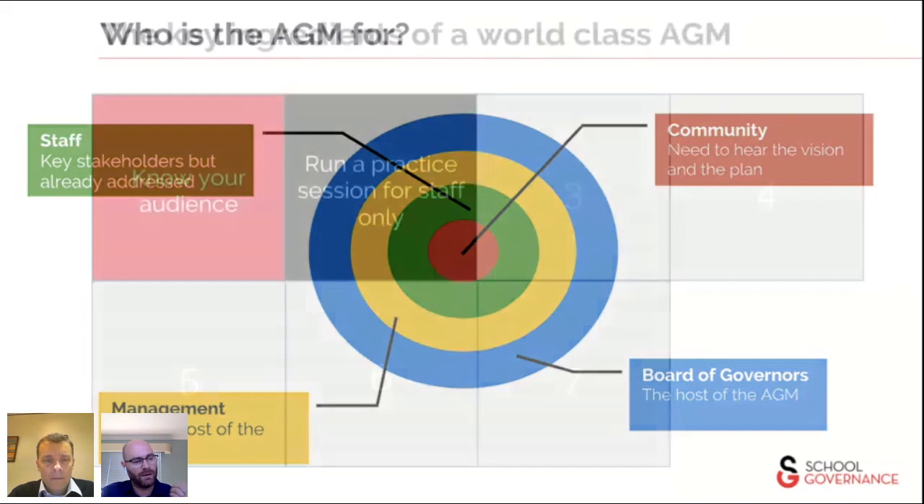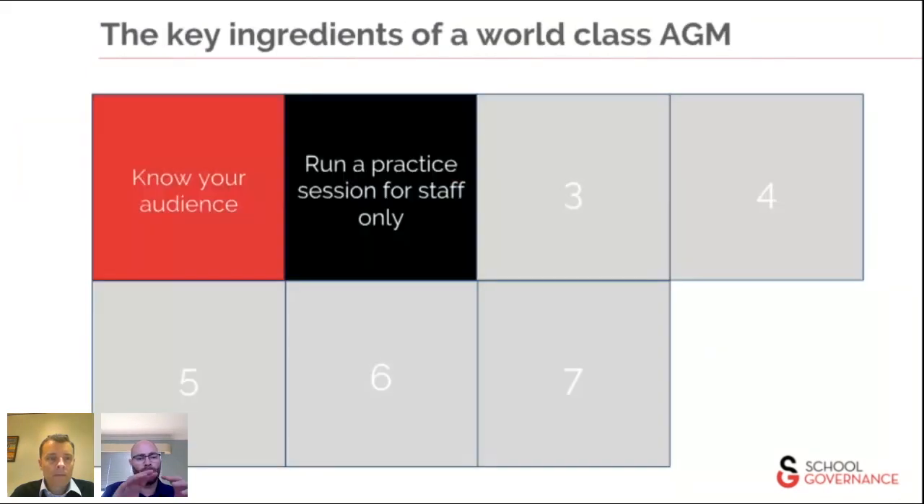Again, we often don't practice our AGMs. You might find individuals practicing their presentations or speeches, but we often don't find AGMs are practiced. And again, this is all about the key ingredients of world class. What do the best do? The best give it a run through. But instead of doing a run through just by yourselves, run it through with staff so you can turn them into advocates. So that's our first two ingredients out of seven.